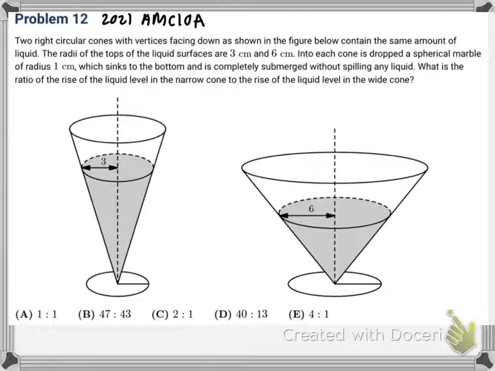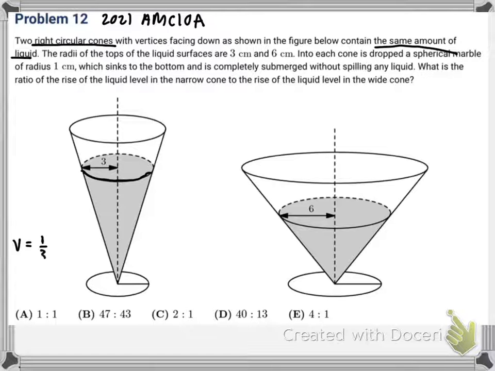So we want to know right off the bat, when I'm reading two right circular cones with vertices facing down, as shown in the figure below, contain the same amount of liquid. When they're containing a certain amount of liquid, I know I'm looking at volume. So let me just write down the equation for volume of a right circular cone.